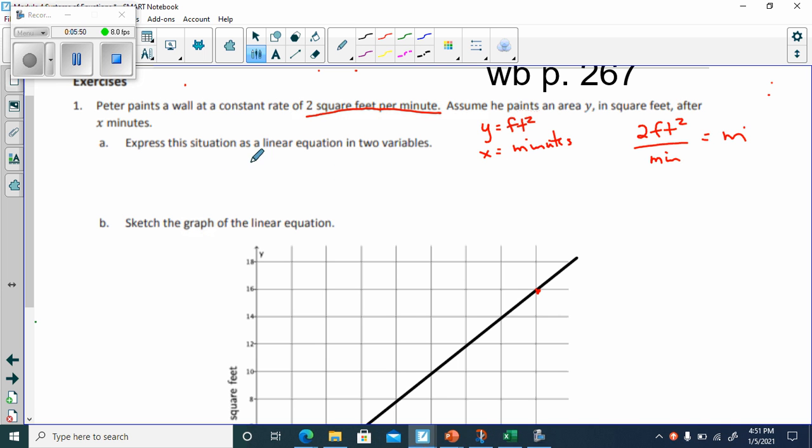Express this situation as a linear equation. So we want to make this look like Y is equal to mx plus b. Okay, our X and Y's are our variables. Our m is our slope. Our b is where we start.